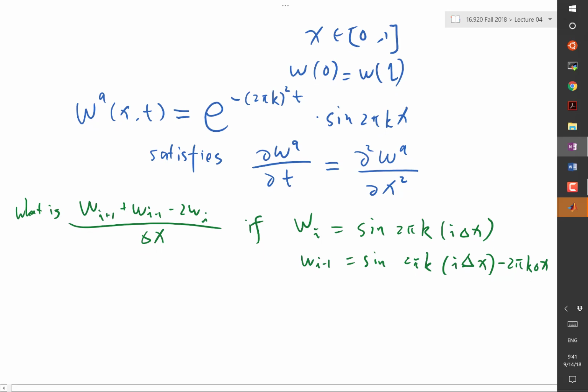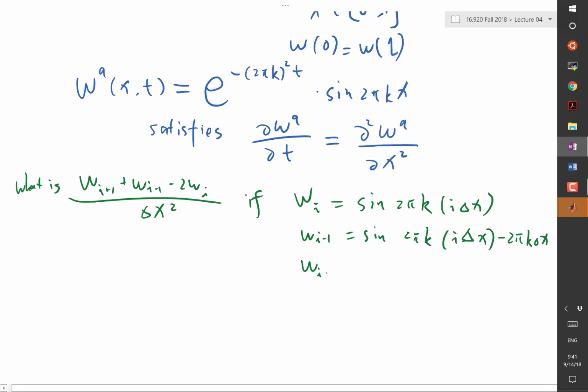Question? Oh, delta x squared. Thank you. Thank you. Yeah. I like when people point out my mistakes as soon as possible. That's great. Okay, so I plus 1 is then we are basically adding 2 pi k delta x into the sine, right? So this is all inside the sine function.